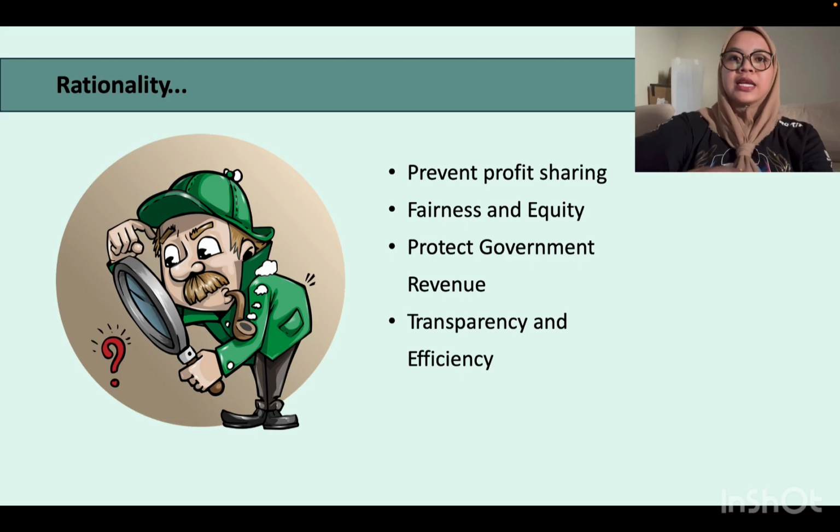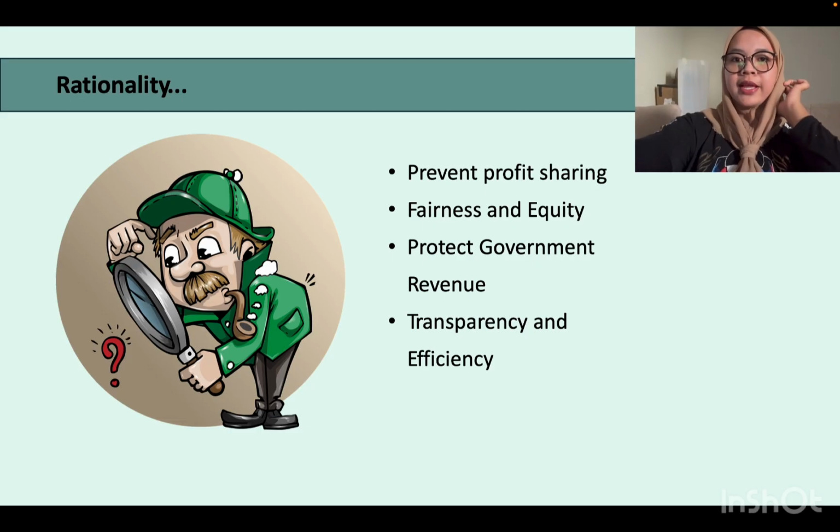Finally, consolidated taxation improves transparency and administrative efficiency, where it provides tax authorities with a clearer view of a multinational's profits and reduces reliance on complex transfer pricing audits. In cases like Google, this approach would better reflect the company's true economic presence in Australia.